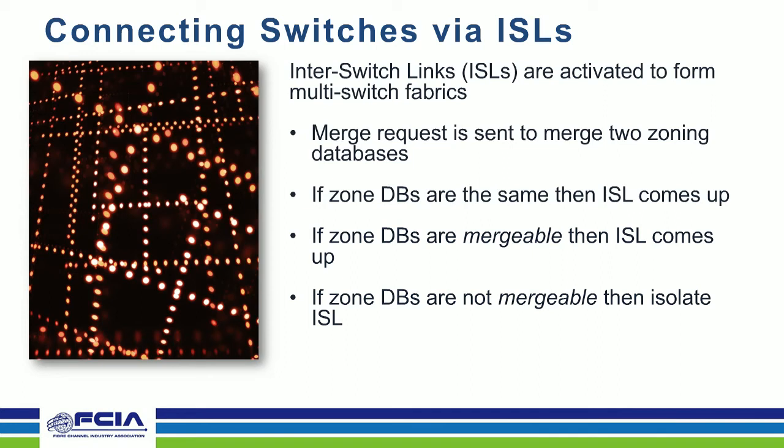ISLs are inter-switch links, and they're activated to form multi-switch fabrics. So when you make these connections between two switches, a merge request is sent to merge the two zoning databases. If the zone databases are the same, then the ISL will come up. If the zone databases are mergeable, then the ISL will come up. But if for some reason the zone databases are not mergeable, then that ISL will be segmented or isolated, and those two switches will not be allowed to connect.